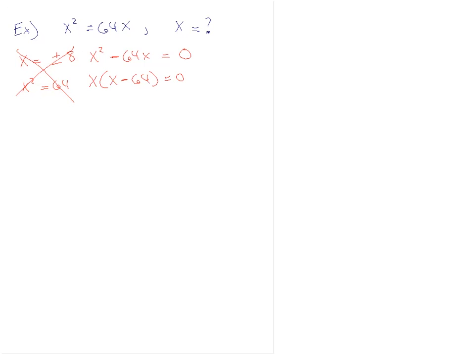And what we'll do is highlight each component of our product. And the one thing you can't forget is that the little x on the outside counts, meaning we have to take that and set it to 0, just like we have to take this and set it to 0. And lo and behold, our values are x is 0 or x is 64.